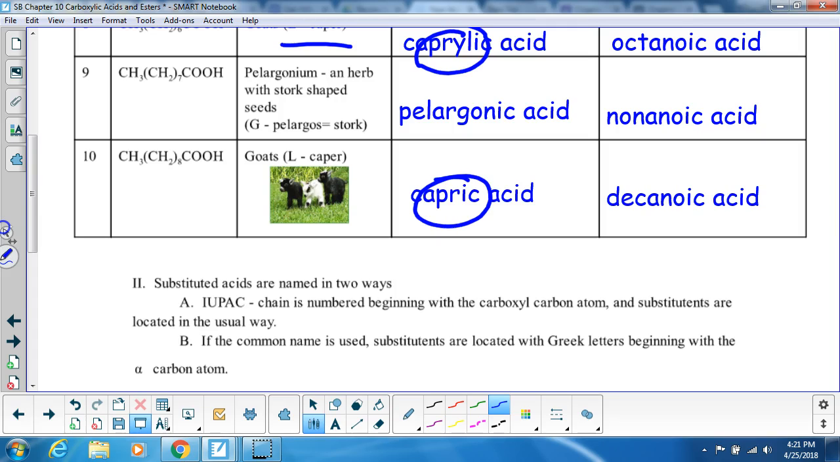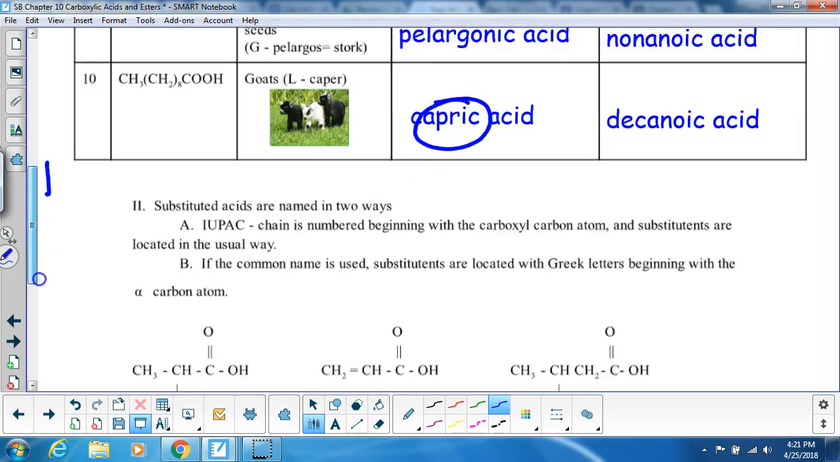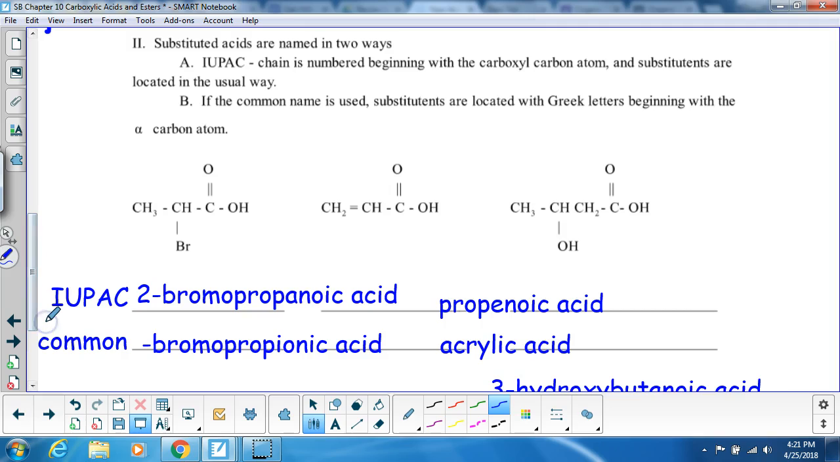So anyway, substituted acids are named as 2-A's. The IUPAC chain is numbered beginning at the carboxyl carbon group, and substituents are located in the usual way. However, if the common name is used, the substituents are located with Greek letters beginning with the alpha carbon. Holy cow, let's not worry about it, okay?